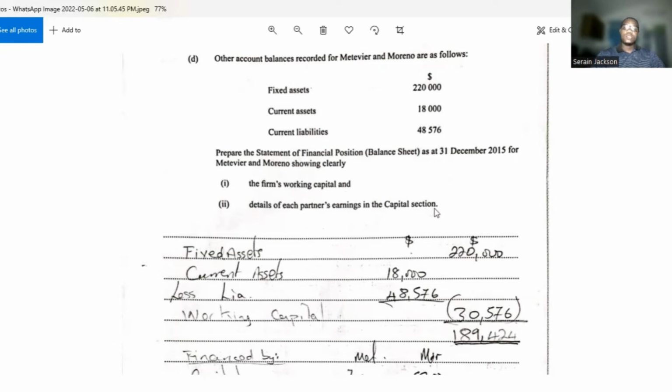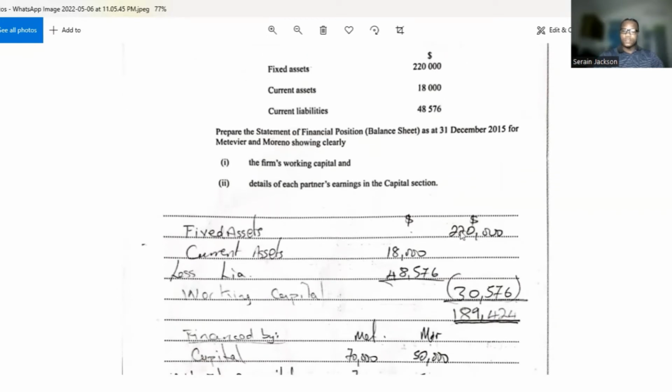Now, I know a lot of teachers don't really teach the balance sheet for partnerships, but this question actually asks for it. All right, so let's get right into it. Your balance sheet already, you start with your fixed assets. The heading should be there: Metivier and Moreno, balance sheet as at the 31st of December, 2015. So you start with the fixed assets, 220. They gave us that up the top here.